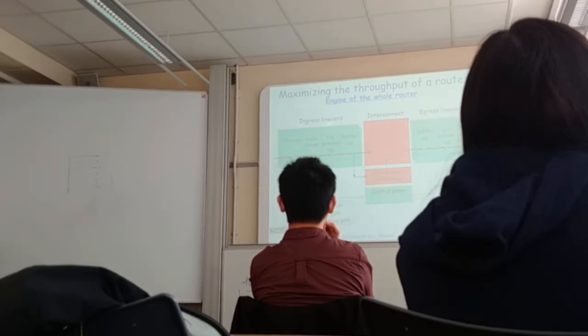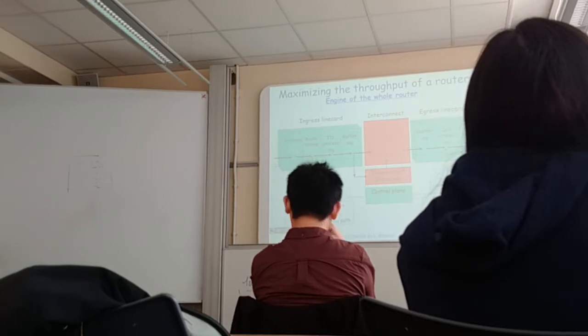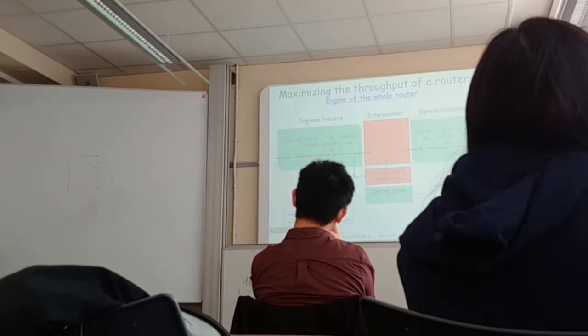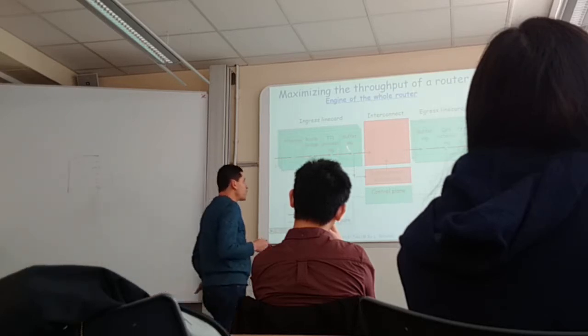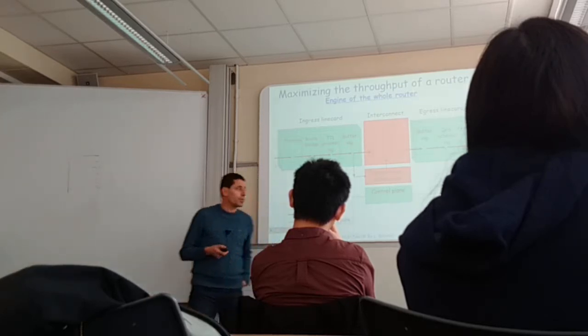Now, I think I described a bit this architecture, but what we are trying to say here is that if you would like to make your router faster, or maximize your throughput, there are certain parts you will need to improve upon. Okay? One of them is the buffering, where you place the buffering. We talked a bit about that. We are going to talk about it a little bit more.